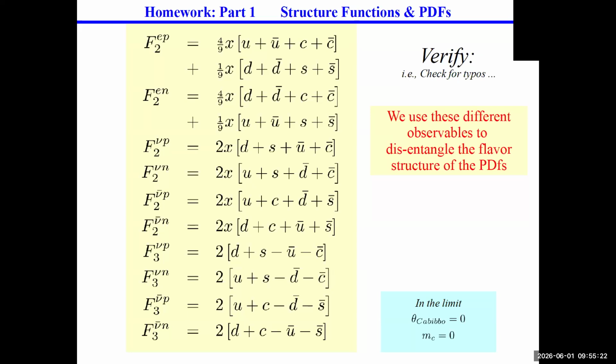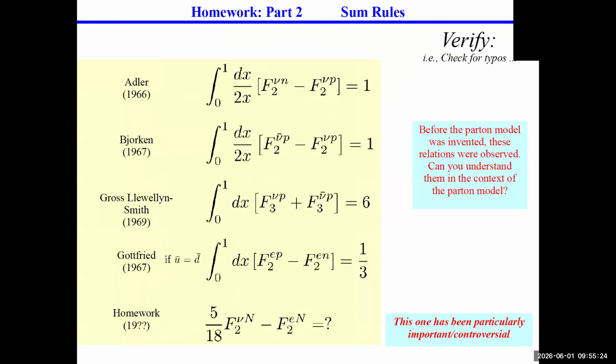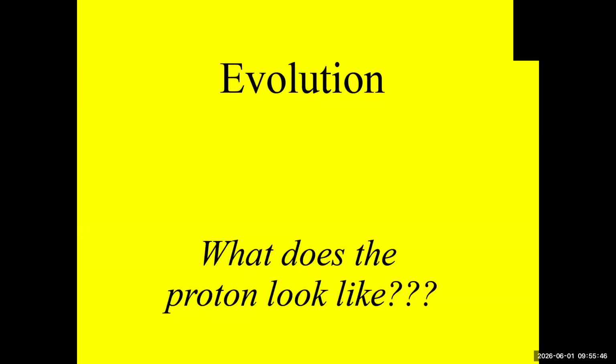Anyway, so you can take a look and see if all that works out. The other one is using those relations, you can check some of these sum rules. Before we had a parton model, these sum rules were developed back in the current algebra days, and they found these particular relations. But if you use that parton model as I laid out, you should be able to verify those at the simple order. So I'll leave that in the notes.